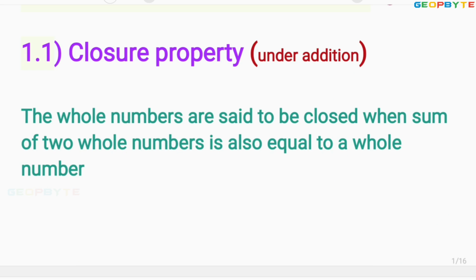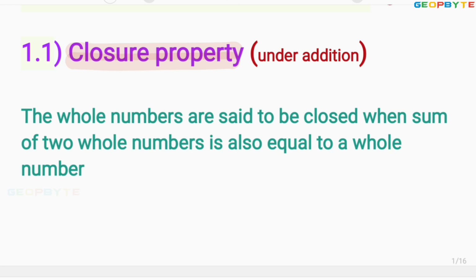Yes. Look at the screen. The very first one is closure property. Again, dear children, the closure property is discussed for addition, multiplication, division and subtraction. First, we are going to verify whether the whole number is closed under addition or not.